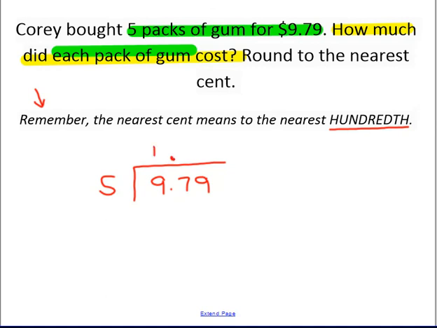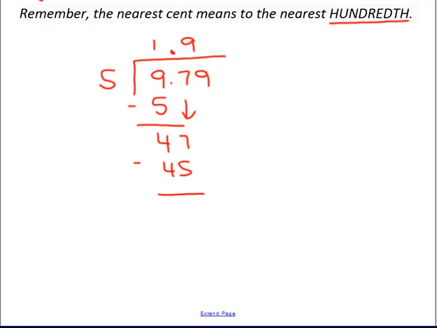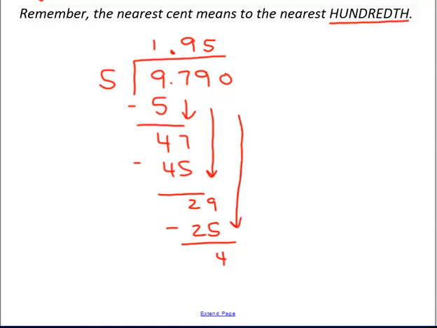5 goes into 9 one time. 1 times 5 is 5. Subtract, I get 4. Bring down the 7. 5 goes into 47 9 times. 9 times 5 is 45. Subtract, I get 2. Bring down the 9. 5 goes into 29 5 times. 5 times 5 is 25. Subtract, I get 4. Add a 0, bring it down. 5 goes into 40 8 times perfectly.